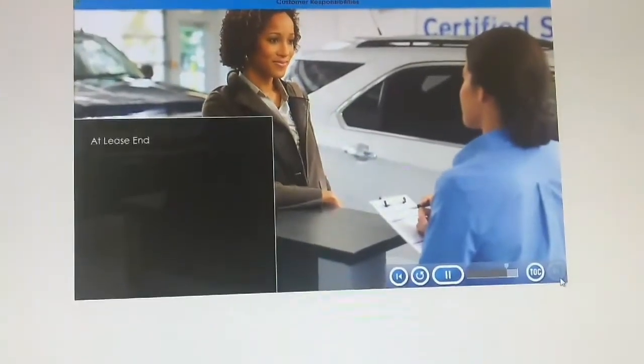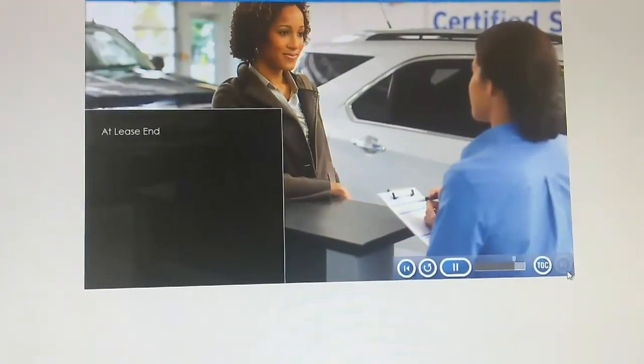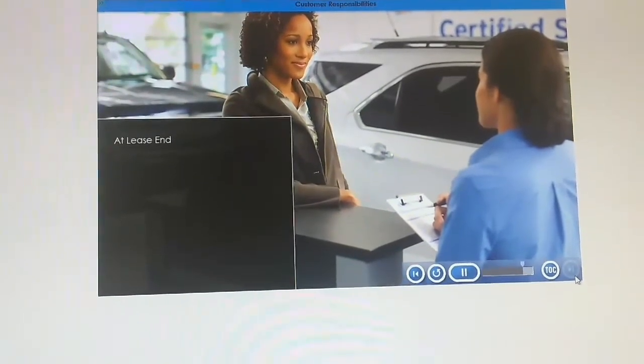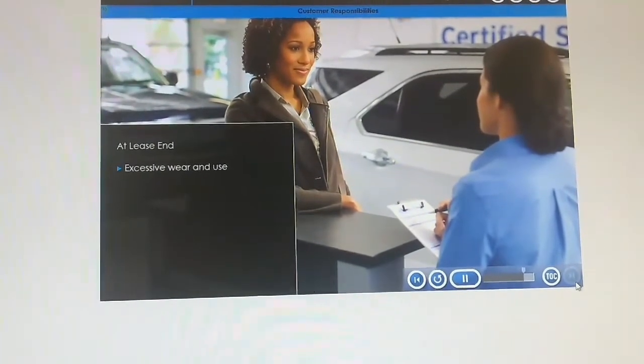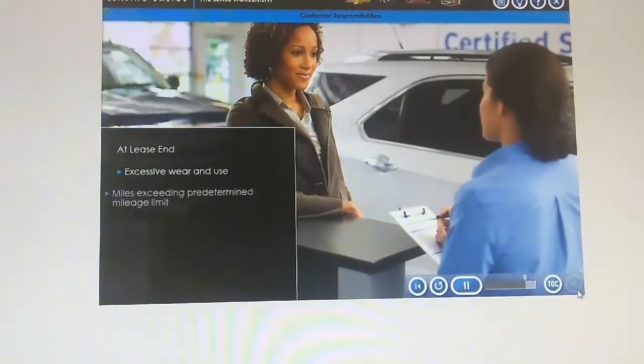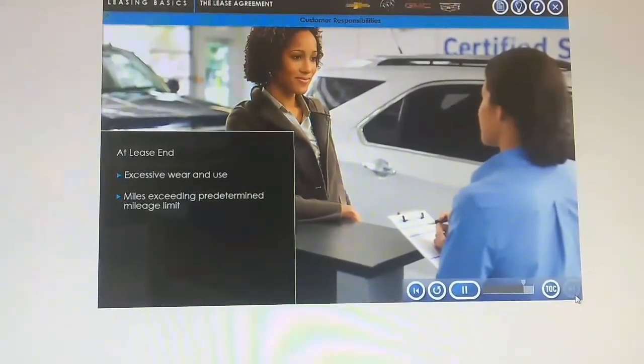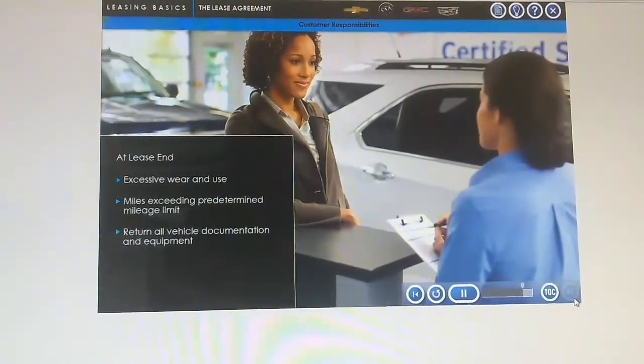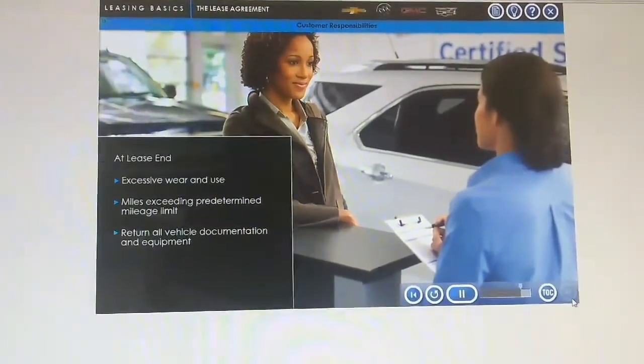Customers turning in vehicles at lease end have additional responsibilities. Although normal wear and use is expected and not charged, customers will be charged for excessive wear and use. Customers exceeding their predetermined mileage limit may be charged for extra miles. In addition, customers need to return all vehicle documentation and equipment.